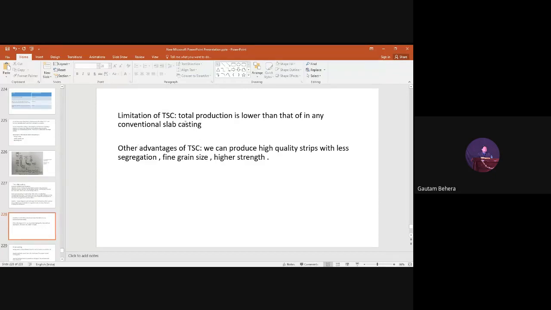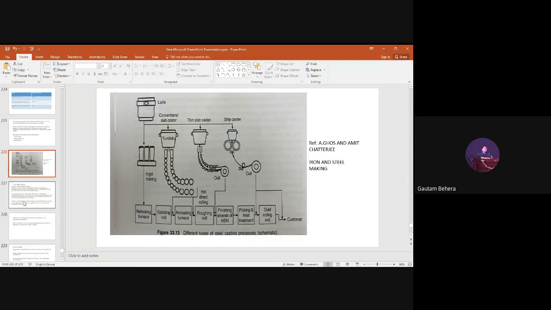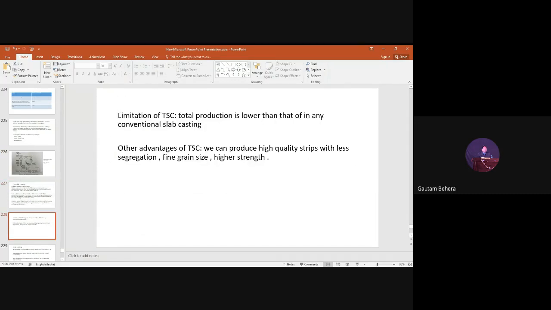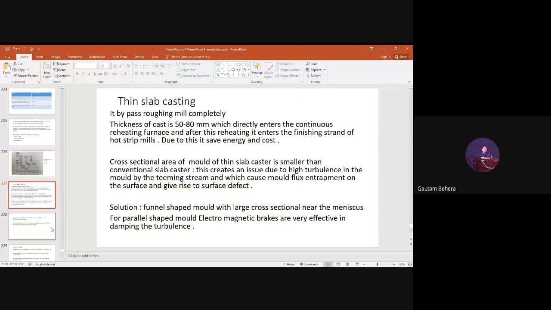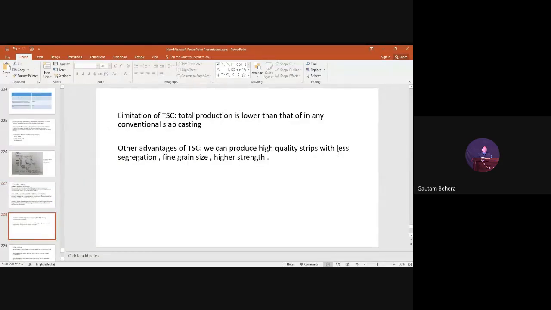There is a certain limitation to this thin slab casting process. What is the limitation? Total production is lower than in conventional casting. So production is less, but it has other advantages, as we have discussed. Another advantage of thin slab casting is that we can produce high quality strips with less segregation, so segregation will be avoided. We can generate fine grain size, and we have high strength. These are the metallurgical advantages.